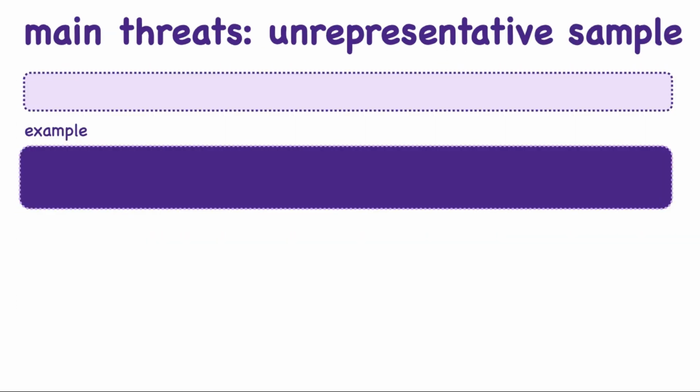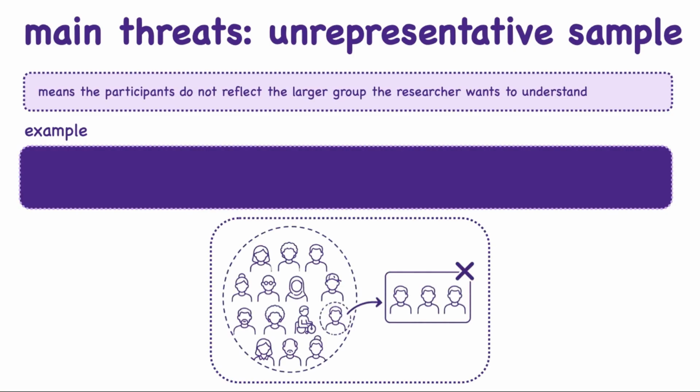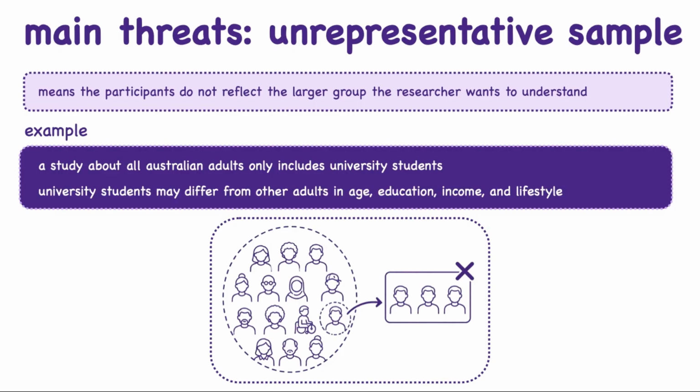An unrepresentative sample means the participants do not reflect the larger group the researcher wants to understand. For example, a study about all Australian adults only includes university students. University students may differ from other adults in age, education, income, and lifestyle.